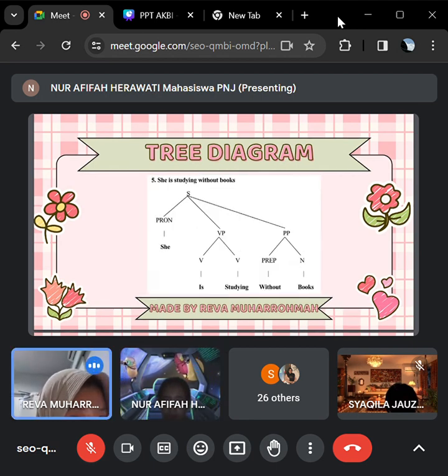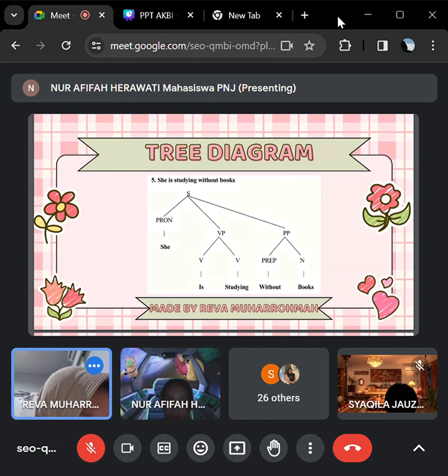And then the last, "she is studying without books." She is a pronoun. Is is an auxiliary verb. And then studying is a verb. Is studying is a verb phrase. And then without is a preposition. Books is a noun. Without books is a prepositional phrase.